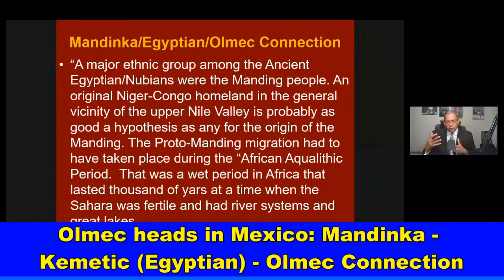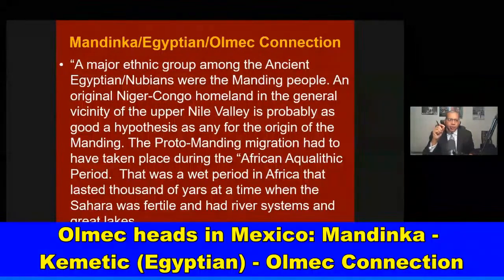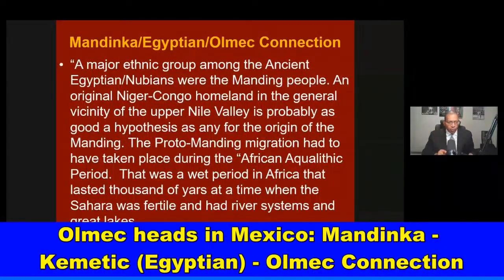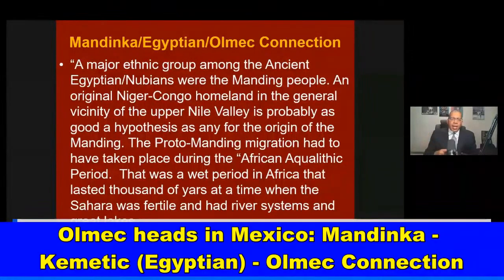Also, once again, we go throughout thousands of years of history, looking at these different civilizations. Dr. David Imhotep in The First Americans Were Africans talks about the Mandinka Egyptian Olmec connection. He said, quote, a major ethnic group among the ancient Egyptian Nubians were the Manding people, an original Niger Congo homeland in the general vicinity of the Upper Nile Valley is probably as good a hypothesis as for the origin of the Manding.